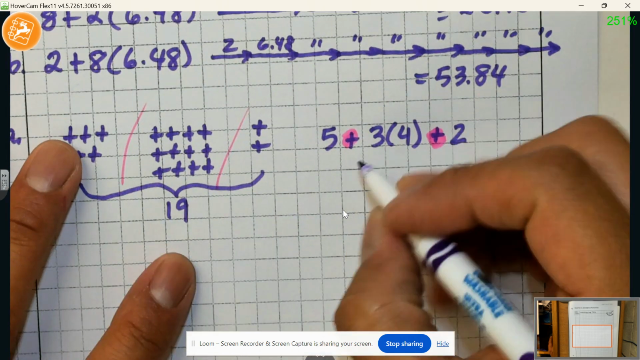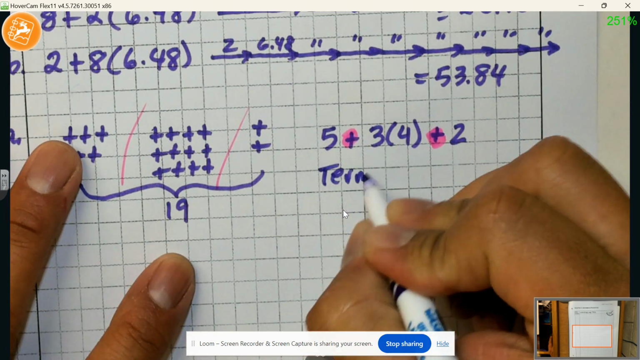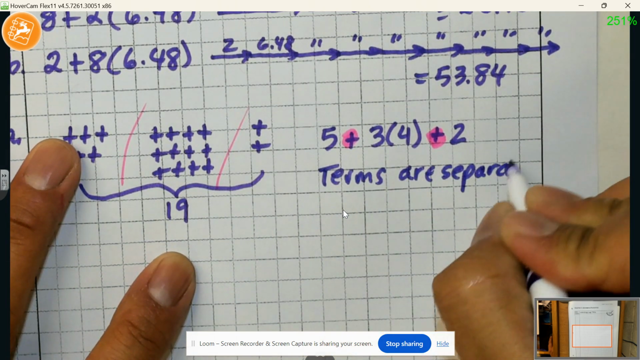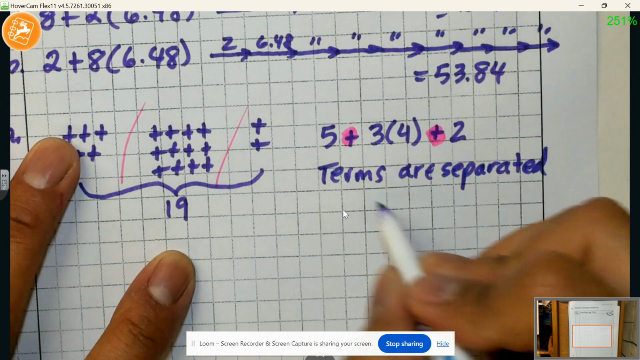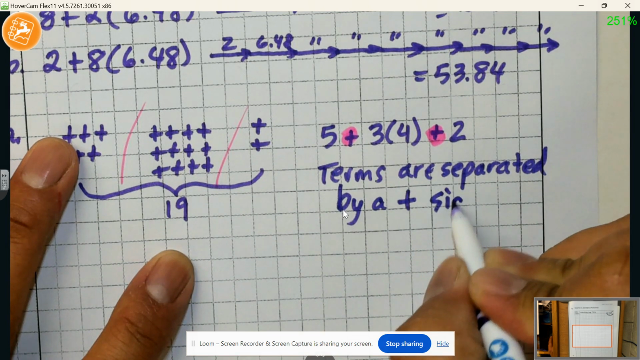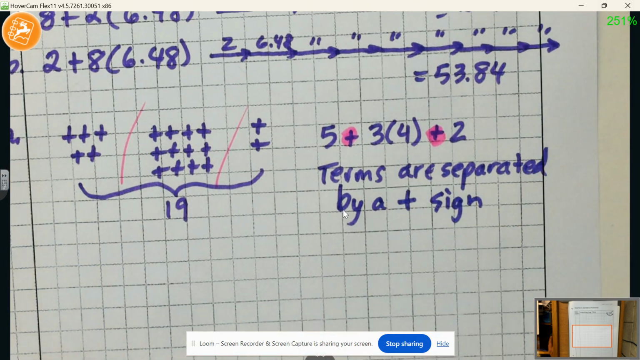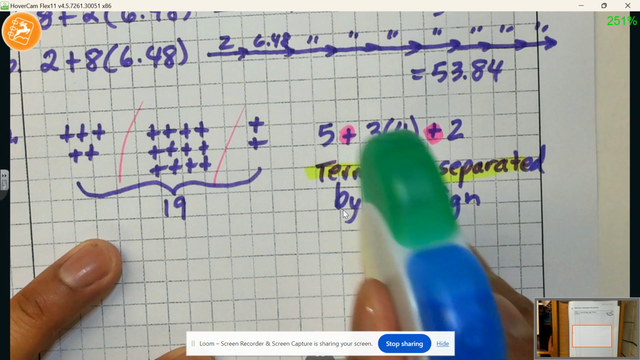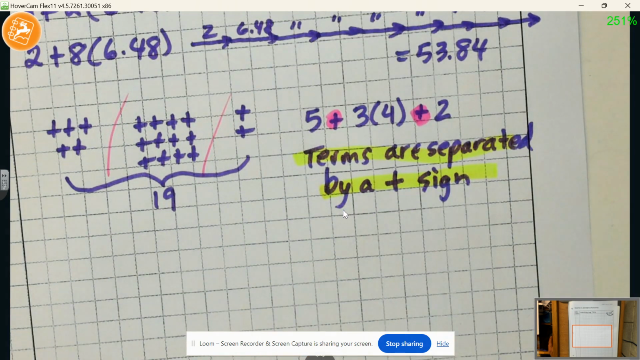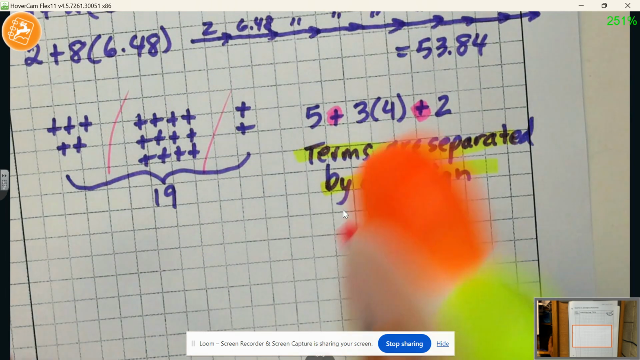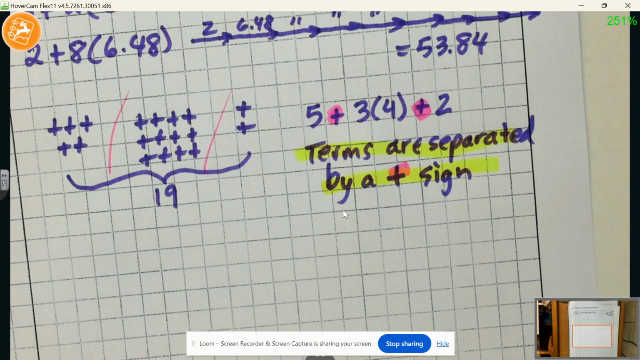So let's put that here. Terms are separated by a plus sign. So a very important concept. Terms are separated by a plus sign. And then our plus sign, well, let's put that connection to these plus signs right here.